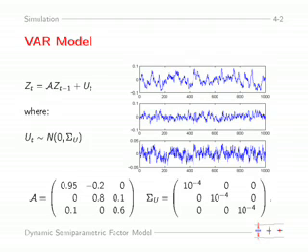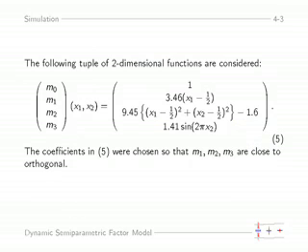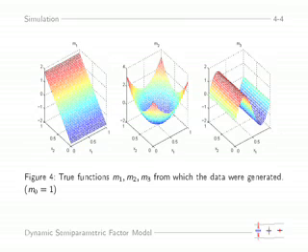You have a VAR model. Here's the coefficient matrix. Here is the corresponding covariance matrix of the errors of this VAR model. Okay? And we use those basis functions. So capital L is equal to 3, as I told you. Okay, how do they look? They look like this. This is one, this is the second one, this is the third one.